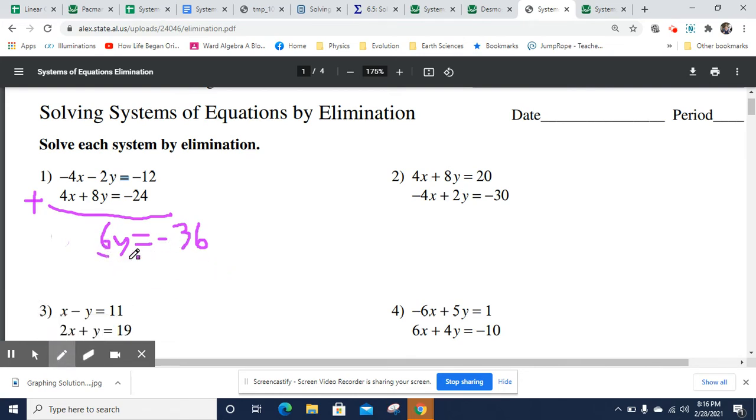So I'll divide both sides by 6. And y will end up equaling negative 36 divided by 6, which is negative 6. Now, once I know that y is negative 6, I can go into one of these equations and I can replace y with negative 6. So I'll put it right here. I'm going to replace this y with negative 6. So I'll have negative 4x.